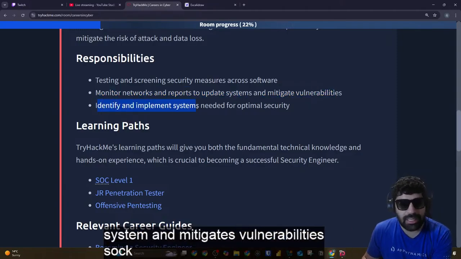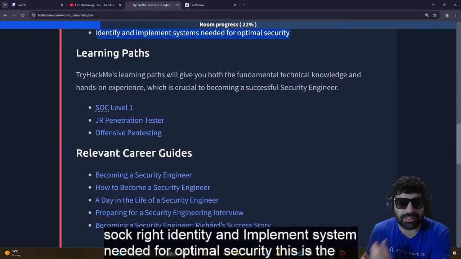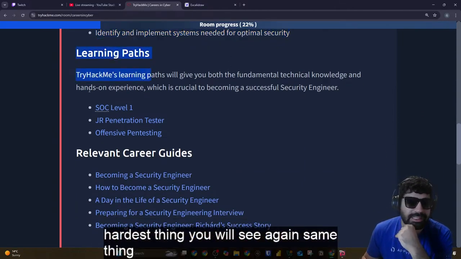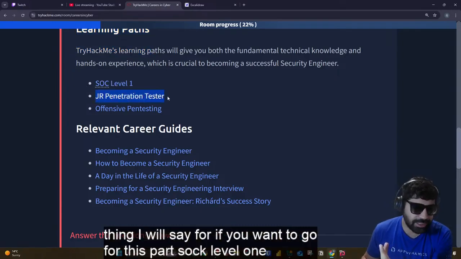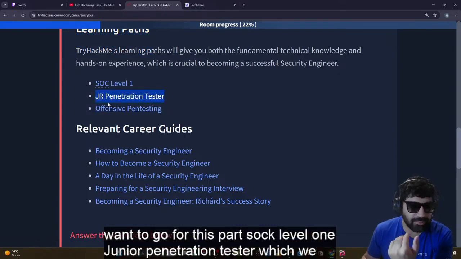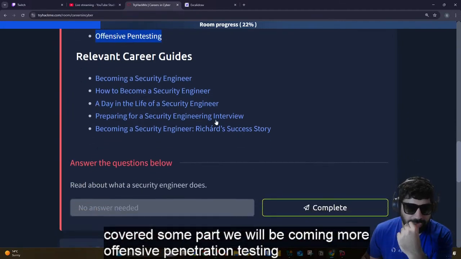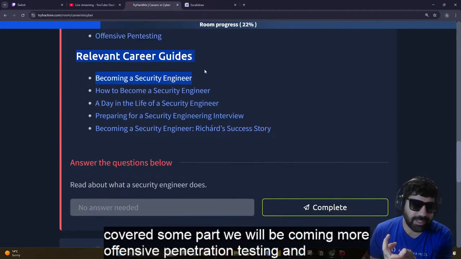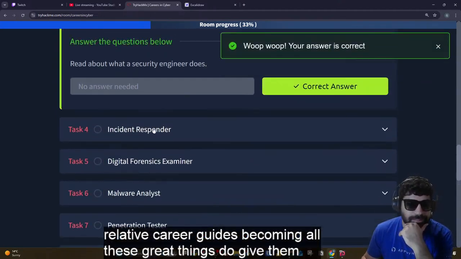SOC, right? Identify and implement systems needed for optimal security. This is the hardest thing you will see. Again, same thing I will say, if you want to go for this part, SOC level 1, junior penetration tester, which we have covered some part, we will be covering more. Offensive penetration testing. Ooh, I like that. And relative career guides, becoming all these great things. Do give them a read.